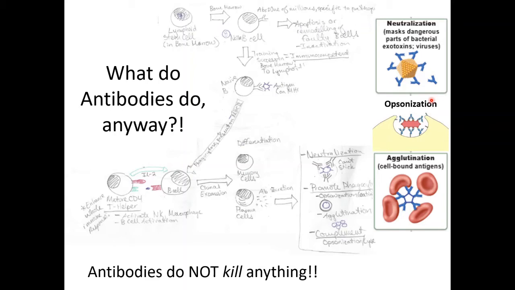Okay, so again, both opsonization and agglutination are promoting phagocytosis, and phagocytosis will actually kill, right, but not the antibody itself.